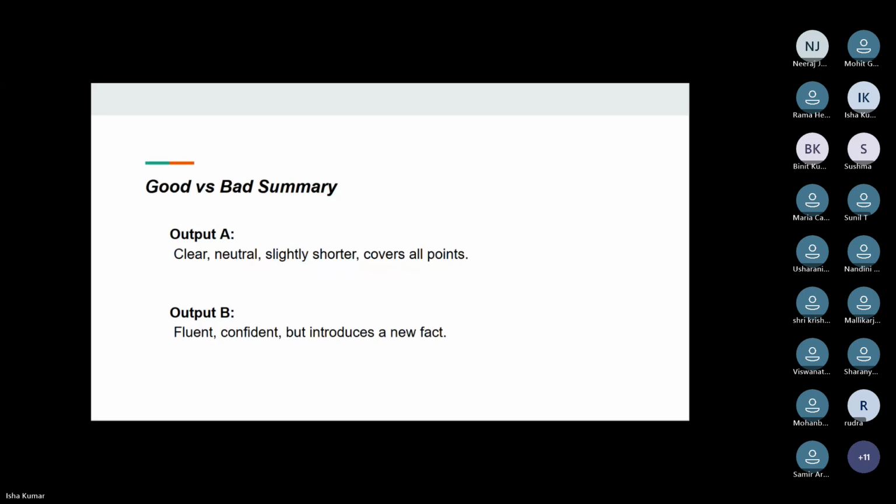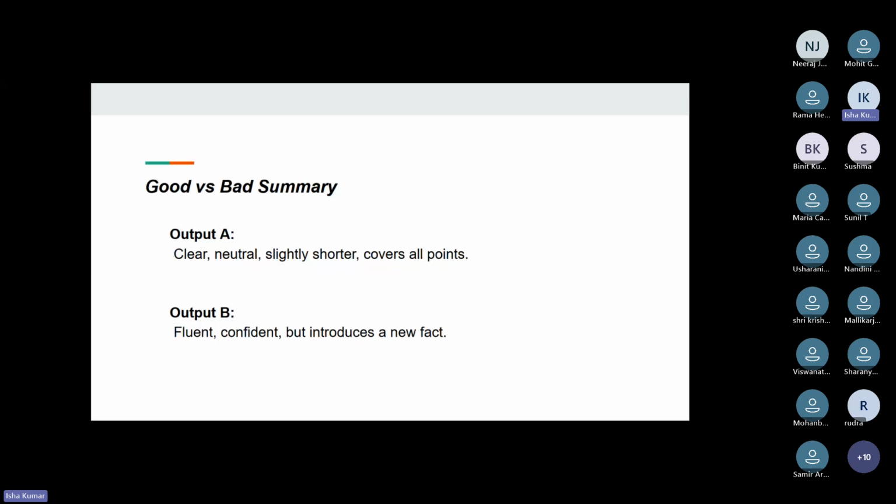So which one do you say is pass, and which output is fail? Output A is pass because output B is confident and fluent, but there is always a risk associated if it introduces a new fact. It might be true, it might not be true, or it might be absent. We don't need anything which is not relevant. We want only relevant things. Even if it is neutral and clear, I'm fine with it. Okay, nice answer, nice explanation.